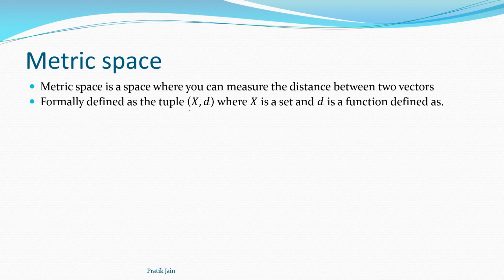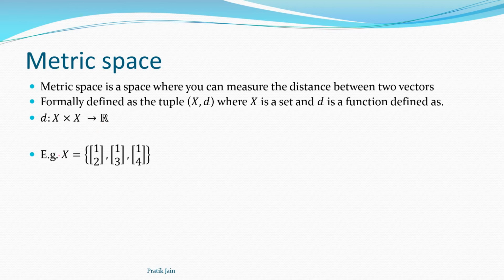For the formal definition, we have a tuple x comma d, where x is a set. Now x can be any set, it need not be a vector space. So x is a set and d is a function defined as follows. d goes from x cross x, that is the Cartesian product of x. If you are not sure what the Cartesian product is, I'll tell you now. And that gives you a real number. So the input is basically two vectors and the output is a real number, right?